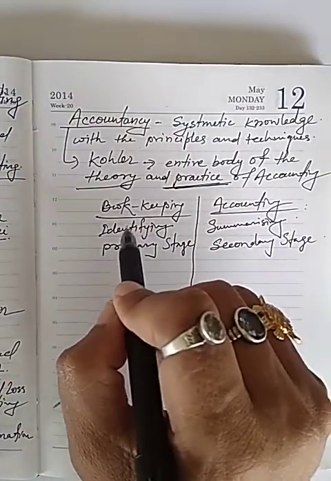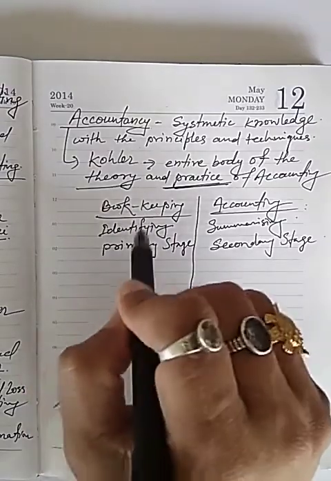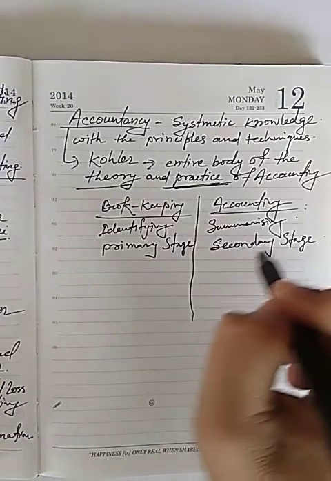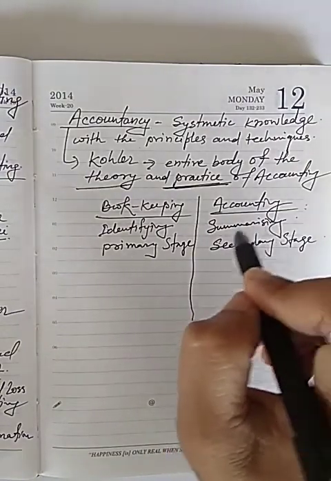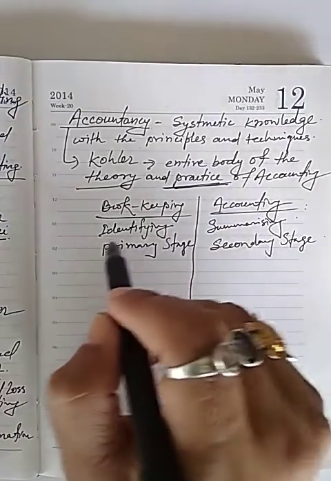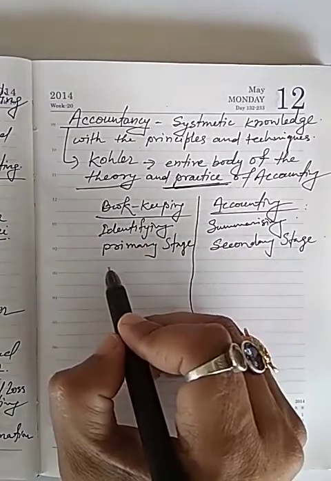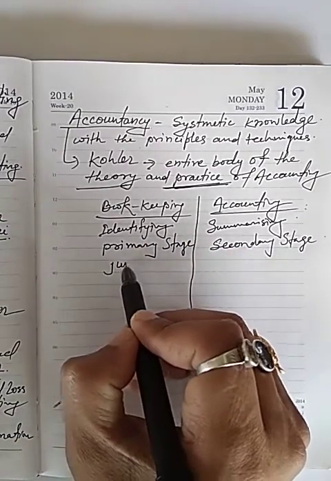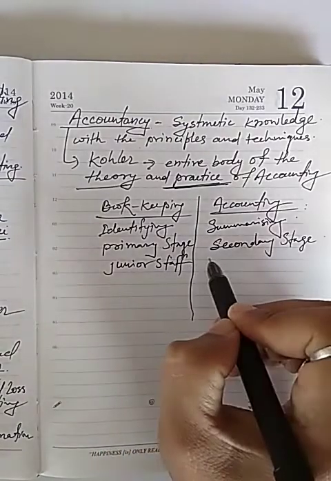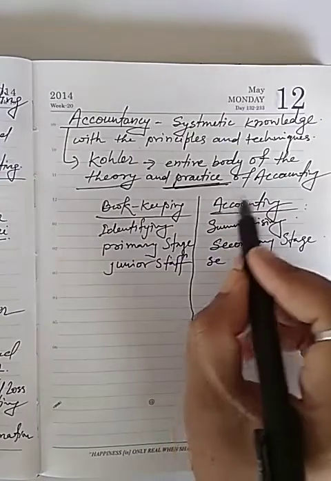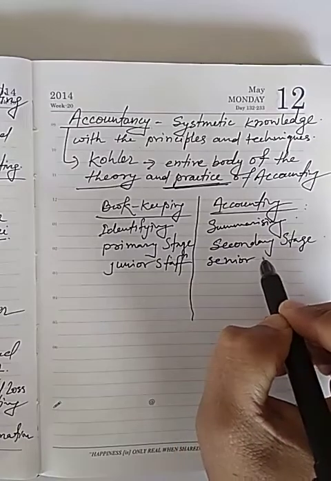The bookkeeping function is routine and clerical in nature, but the accounting function is analytical in nature. The bookkeeping function is performed by junior staff, and the accounting function is performed by senior staff of the office.